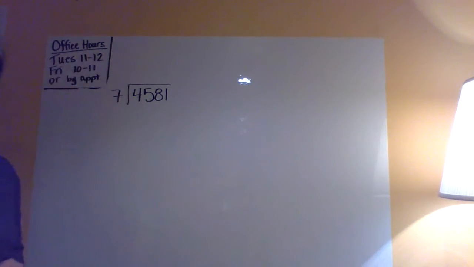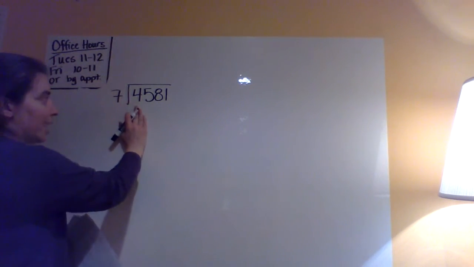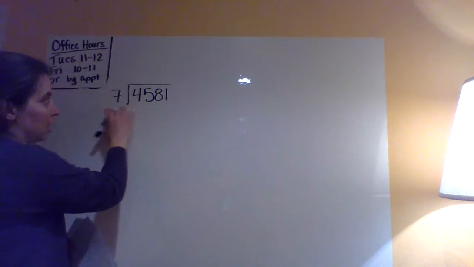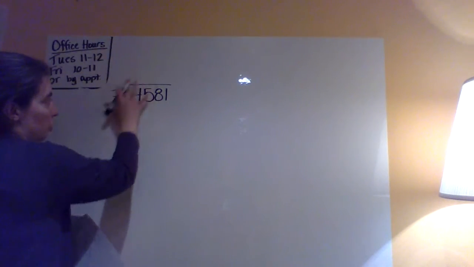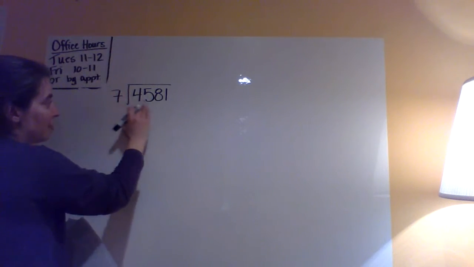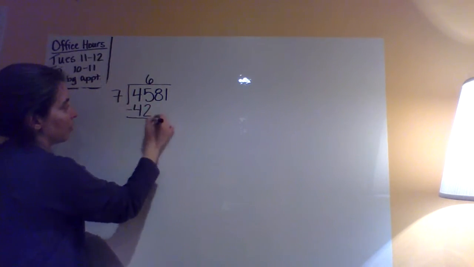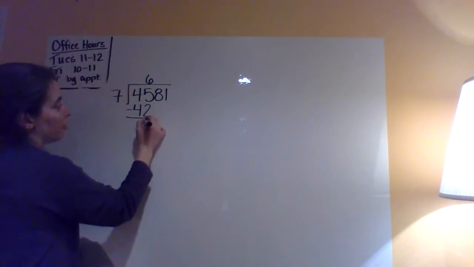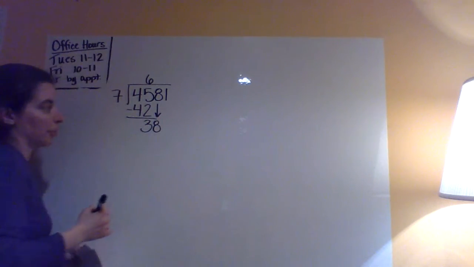4,581 divided by 7. We're just going to do it the normal way, first of all. So just think about our division. So 7, we say, can't go into 4. 4 is not big enough to hold any 7s. So I look next to one more place value. So I say 7's going into 45, and I say it goes in 6 times. So 7 times 6 is going to be 42. So 5 minus 2 is 3, and then I bring down the next number.